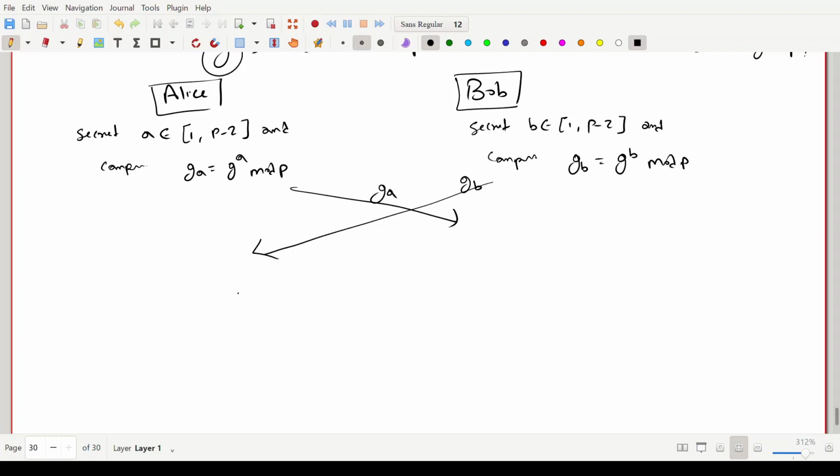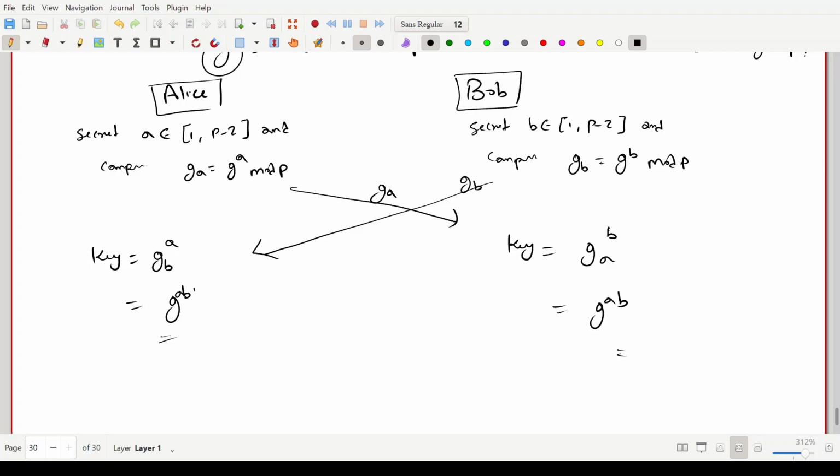Okay, so after getting the value of GB, she will calculate the key. What is the key actually? GB the whole raised to A. Here Bob will calculate the key as GA, which he got from her, raised to B. So what is the key they will be getting? GB is G raised to B, so G raised to AB is the key. Here also he will get G raised to AB. So without sharing this G raised to AB, they are able to get the key. This is the key they will be using. Correct?